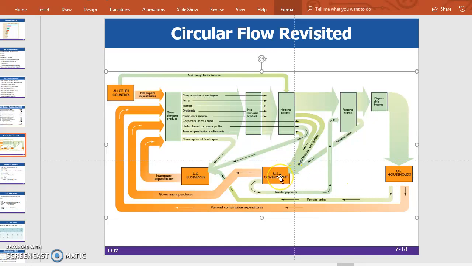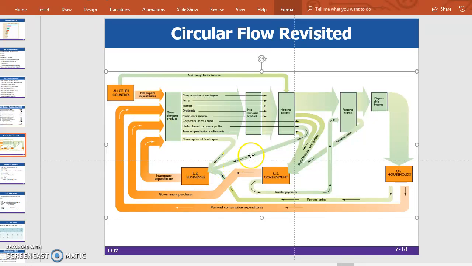And government income is what? It is the social security contribution, taxes on production and imports, and personal tax. All of it funds government expenditure. Then the government will spend this money, right? You see this in the flow.